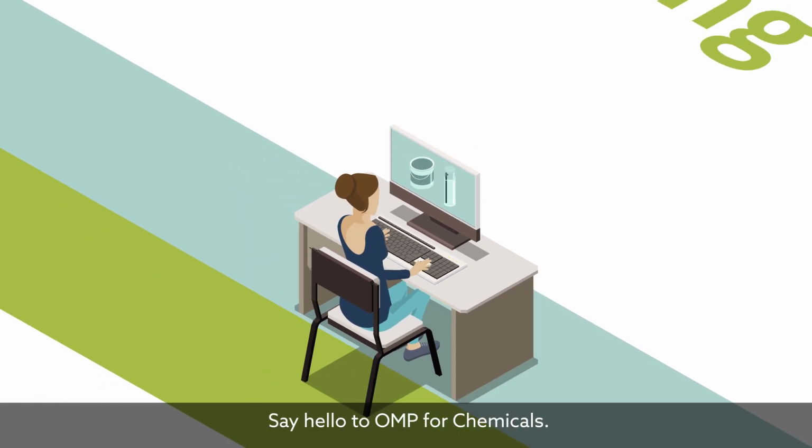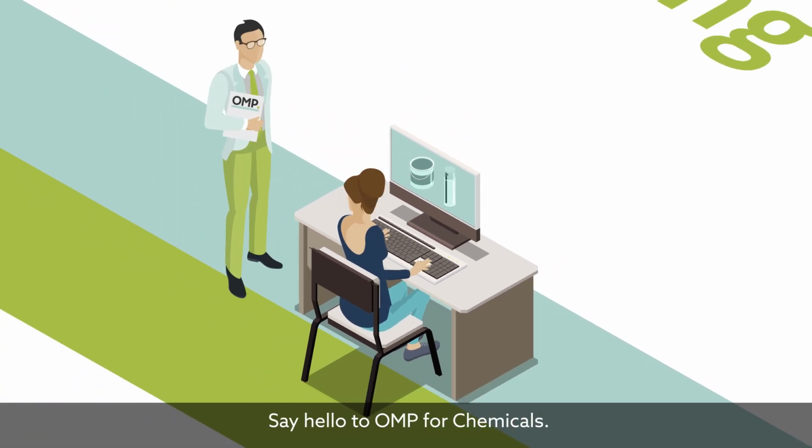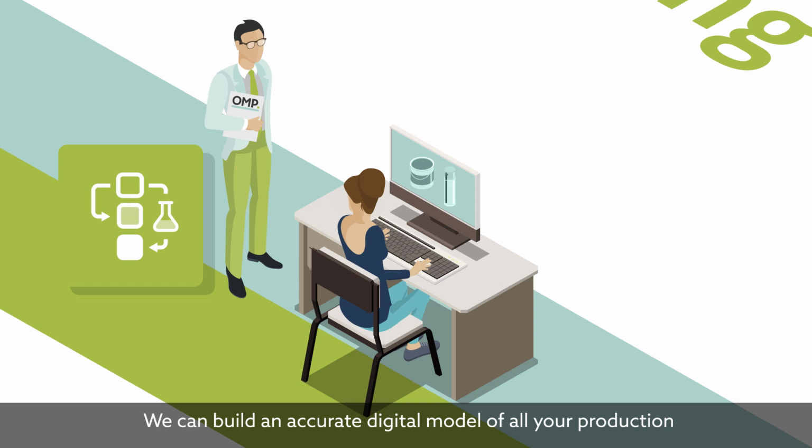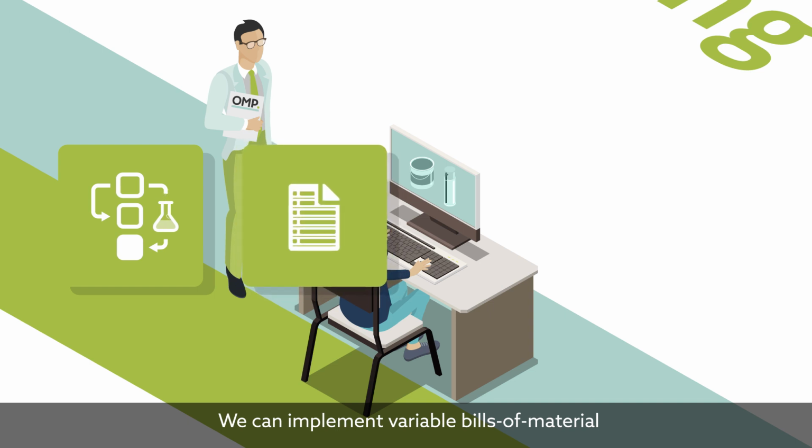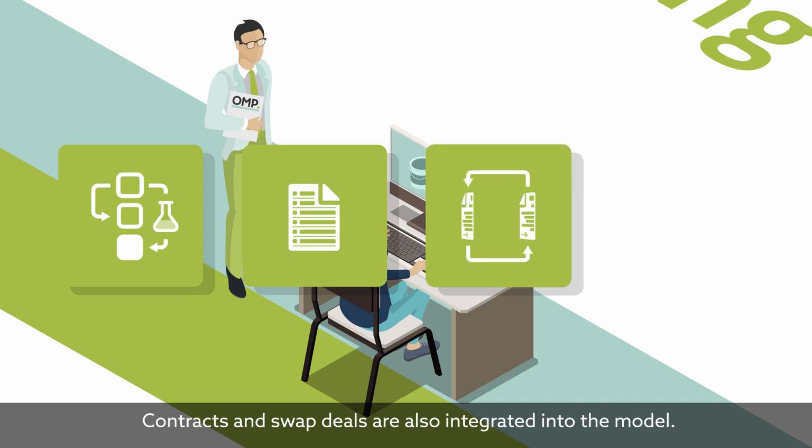But how? Say hello to OMP for chemicals. We know exactly how this global supply chain works. We can build an accurate digital model of all your production and storage installations, including their input and output parameters, sizing constraints, and product and time-dependent rates. We can implement variable bills of material to manage co-product fractions and throttling. Contracts and swap deals are also integrated into the model.